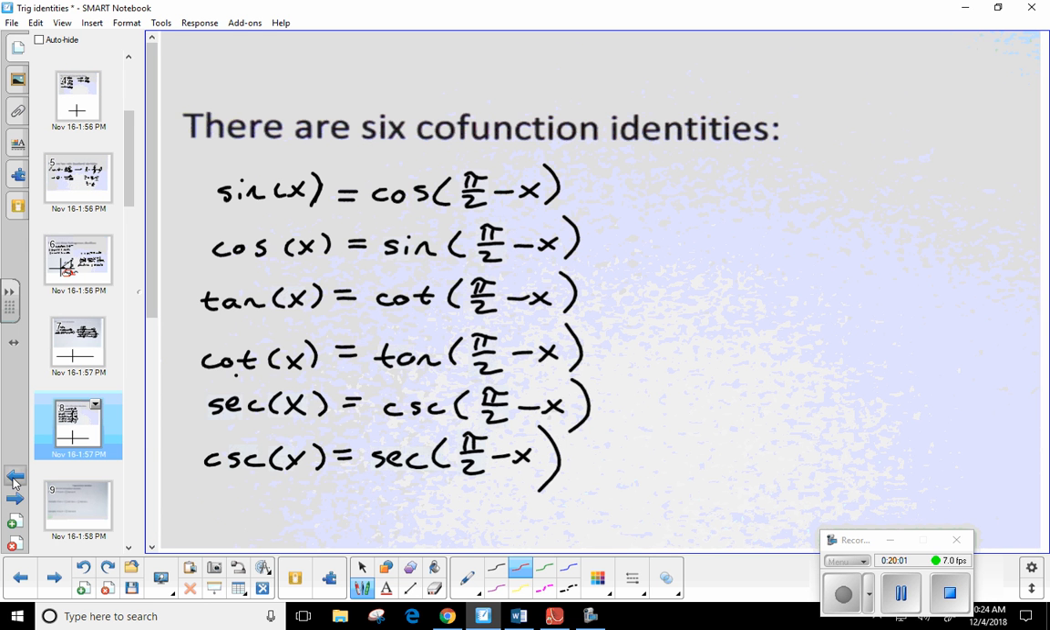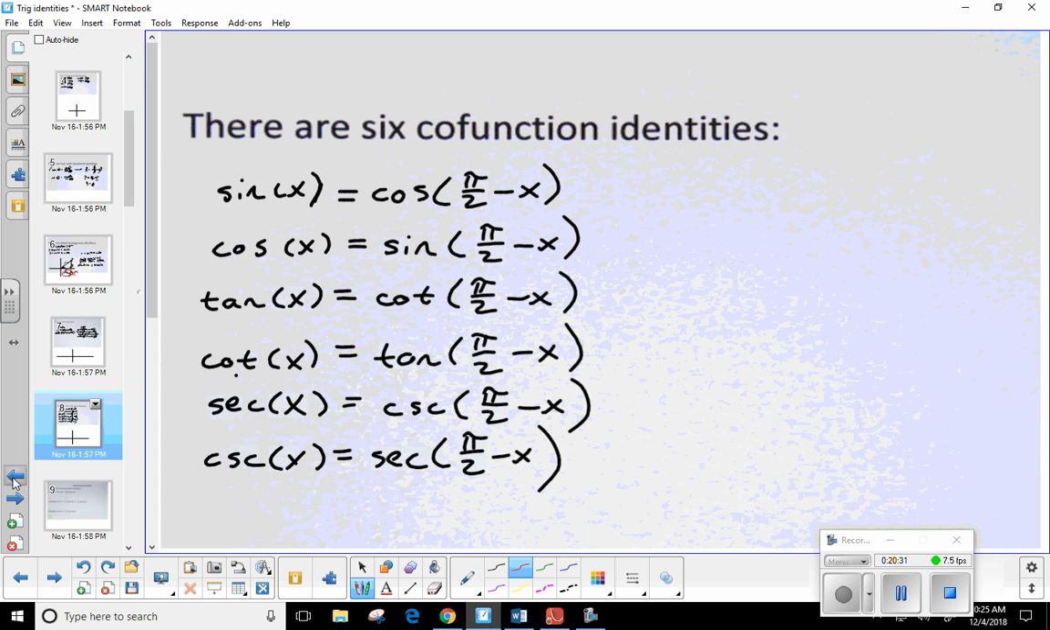We have 6 co-function identities. All right, so you'll notice there's a pattern here. Pi over 2 minus x repeats over and over again. The only thing here is being able to remember which trig functions are co-functions. Sine and cosine are co-functions. Then tangent and cotangent are co-functions. And secant and cosecant are going to be co-functions.